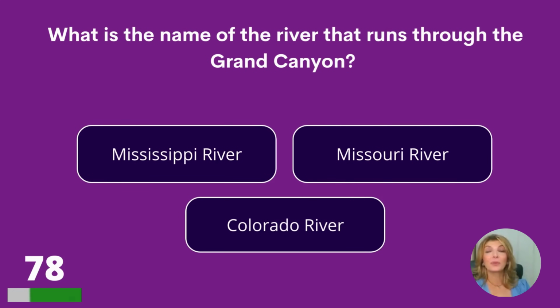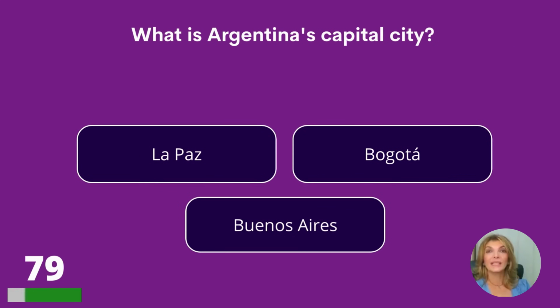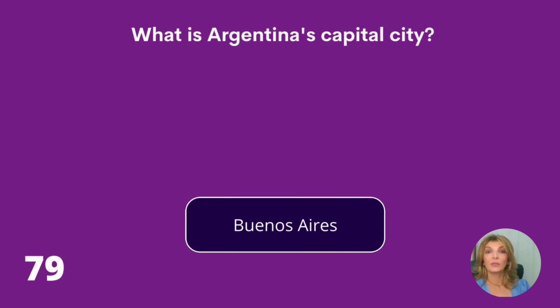What is the name of the river that runs through the Grand Canyon? The Mississippi River, Missouri River, or Colorado River? The Colorado River. What is Argentina's capital city? La Paz, Bogota, or Buenos Aires? Buenos Aires.